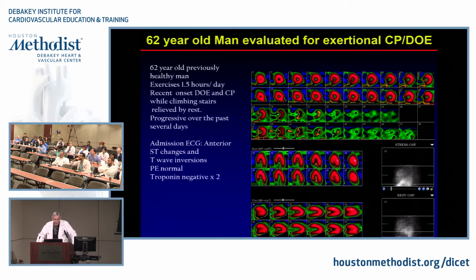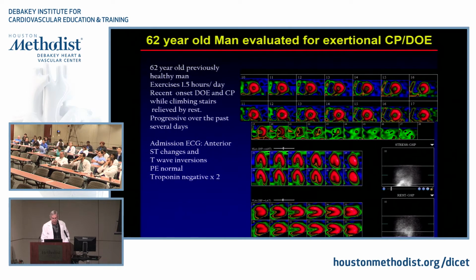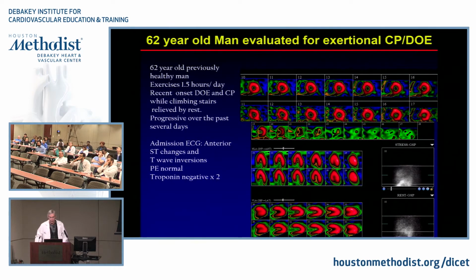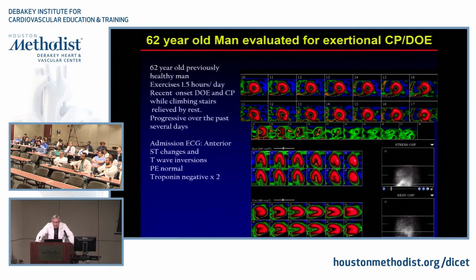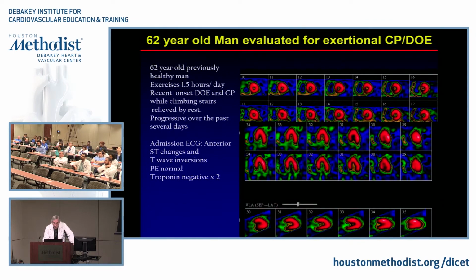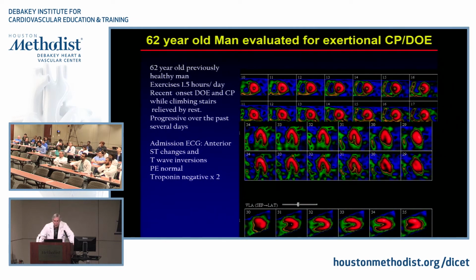This guy was previously healthy, exercises an hour and a half a day. He had recent onset of dyspnea on exertion and chest pain, while climbing stairs, and he came into the hospital. His physical exam was normal. His troponins were negative. What do you think about his wall motion? So maybe some inferoseptal hypokinesis. Yeah, the wall motion looks actually pretty good.